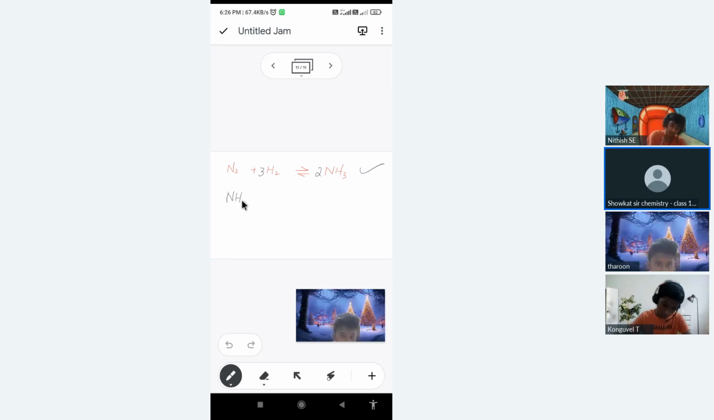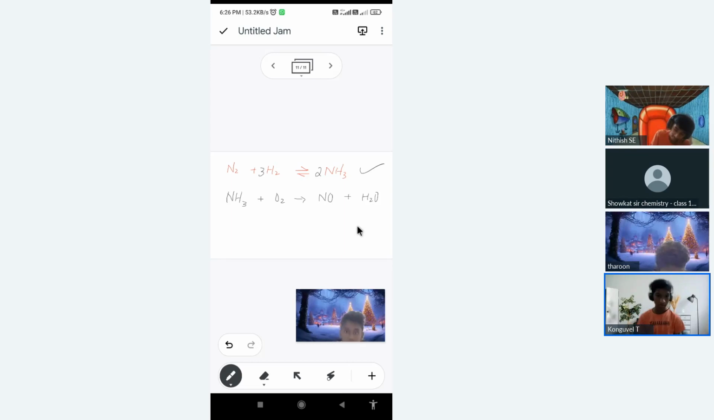So now can you balance this one? If I write NH3 reacts with oxygen and it forms nitric oxide plus water. So will you try this equation? This is very important. Yes, sir.